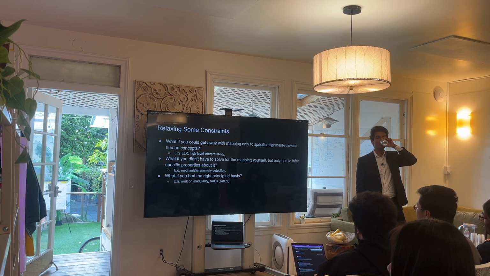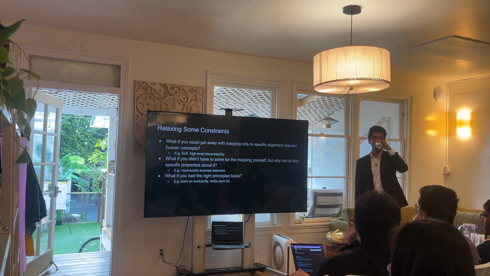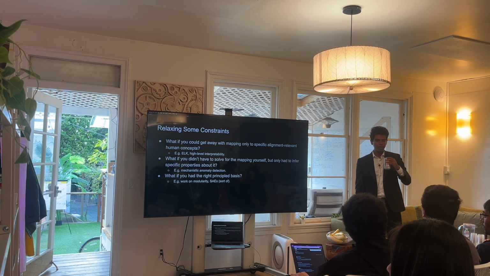Yeah, just to clarify, is a principal basis just like a set of features that you see activate that can explain, like, they're linearly independent of explaining features of the model?